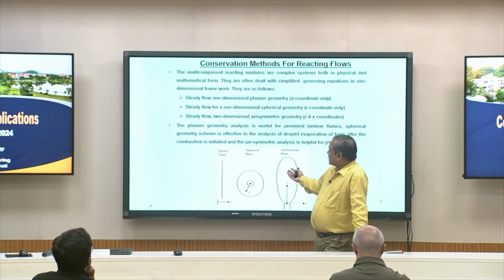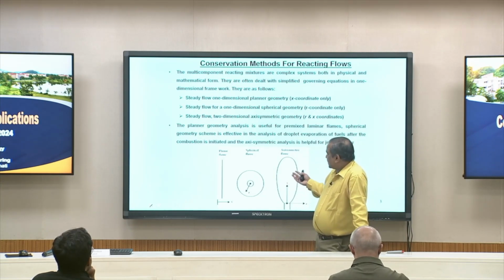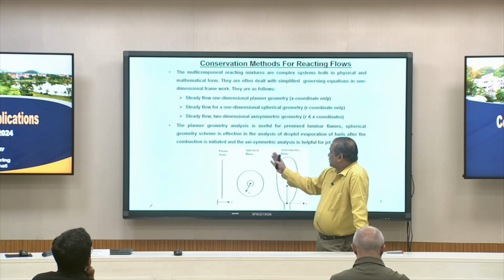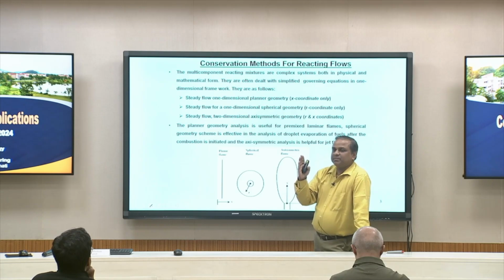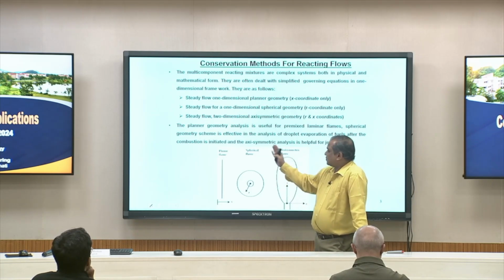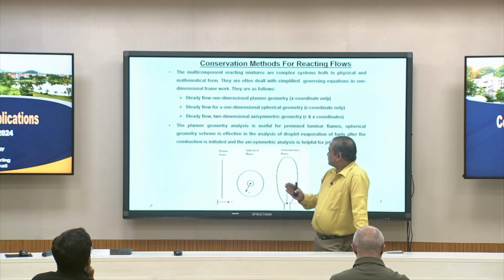Now what is the connection with our combustion modeling? For example, when you have a planar flame, it's like a plane, like in SI engines. A flame is initiated and tries to propagate in the domain. So that's a planar flame which moves in that domain.